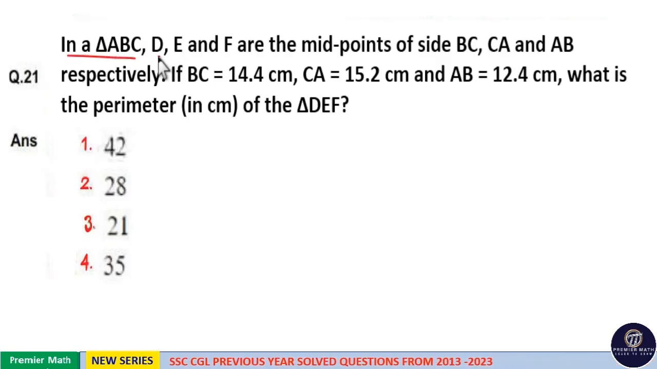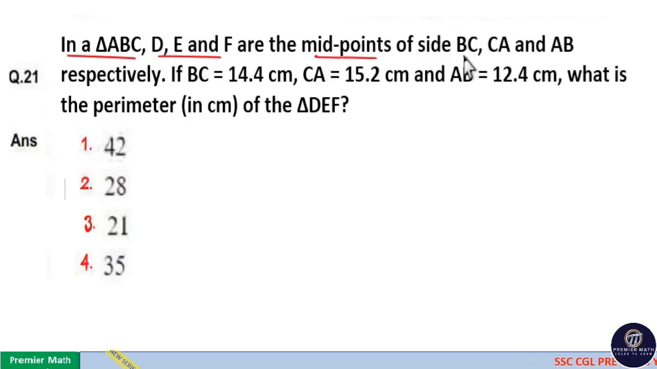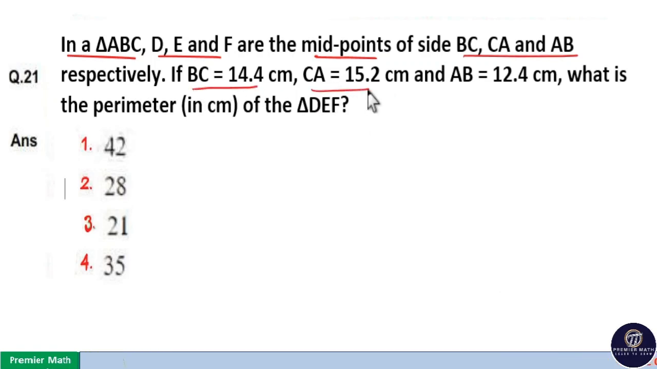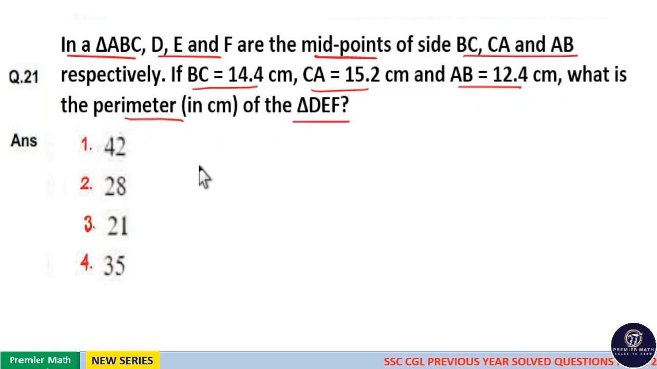Triangle ABC, D, E, F are the midpoints of sides BC, CA, AB respectively. If BC is 14.4, CA is 15.2, AB is 12.4, what is the perimeter of triangle DEF? Here there is a short trick.